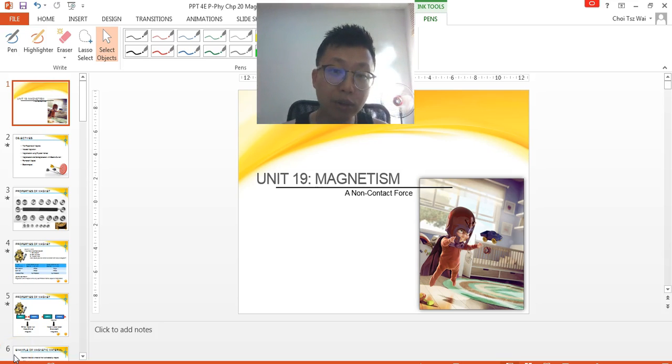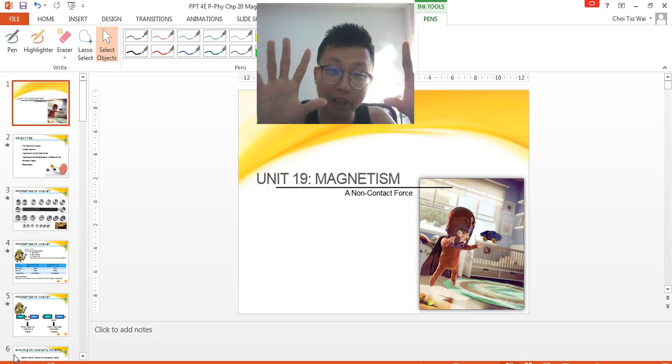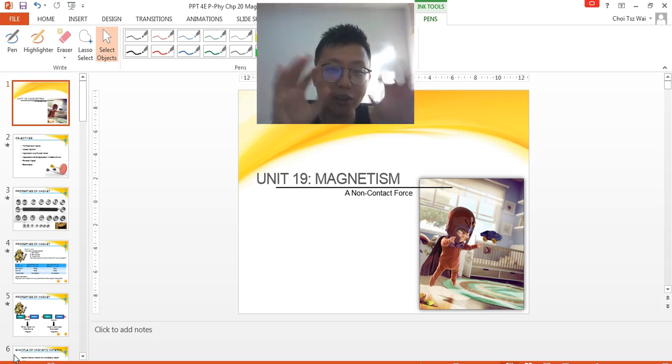Then after that, I have to introduce you to a new rule that has something to do with your hands. For the next chapter, you'll be hearing things like the right hand grip rule, where you have to use your right hand, and you have Fleming's left hand rule, and Fleming's right hand rule. For those who are 左右不分, who cannot determine which is your right and which is your left hand, it is time for you to find a way to differentiate right and left.